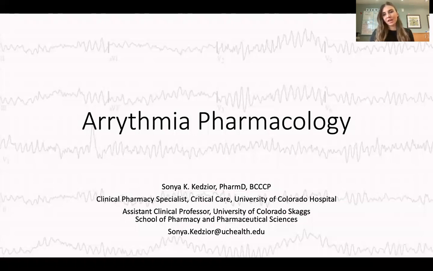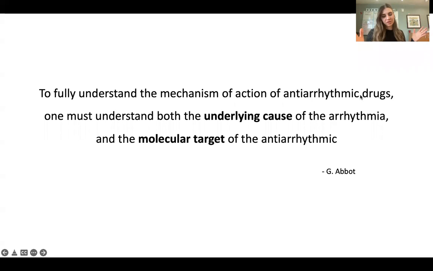So let's get started. I want to begin with a quote that I think sets the stage of what this topic is going to focus in on. The quote reads, "To fully understand the mechanism of action of antiarrhythmic drugs, one must understand both the underlying cause of the arrhythmia and the molecular target of the antiarrhythmic." So we're going to focus in on how arrhythmias are generated and then how we can use these drugs, basically hitting ion channels and receptors, to help stop this arrhythmia.